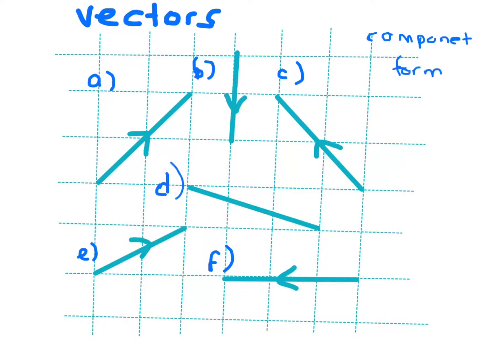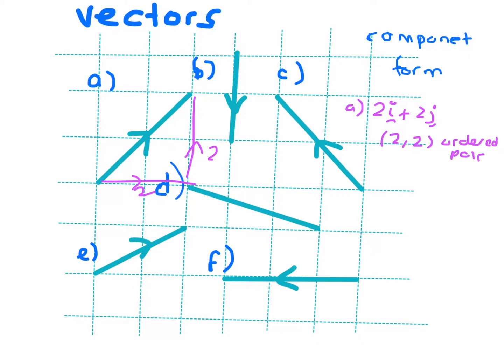Looking at this first one here, the x value is 2 across and then 2 up. So it goes 2 in the positive direction and 2 up. So A would be 2i plus 2j. If we did it as an ordered pair, it would be (2, 2). That's called an ordered pair. This here is component form. And if you did it as a column vector, that would be 2, 2.